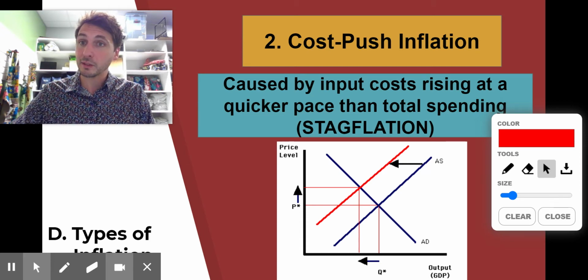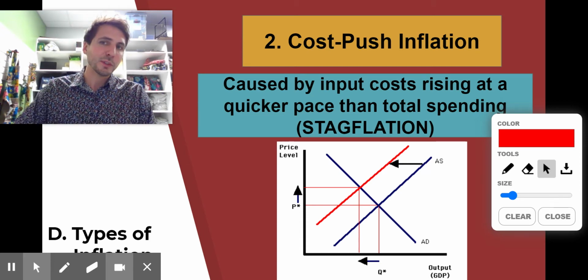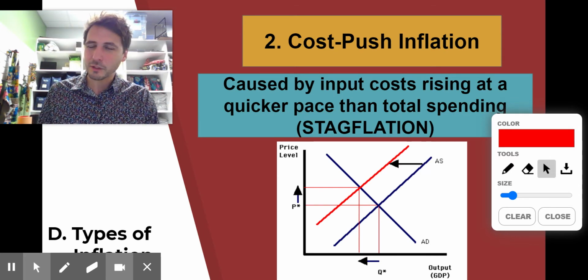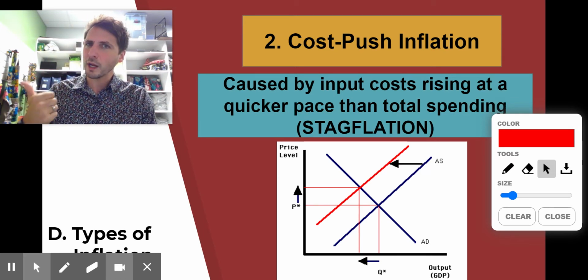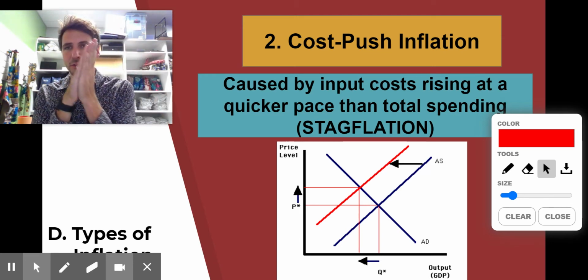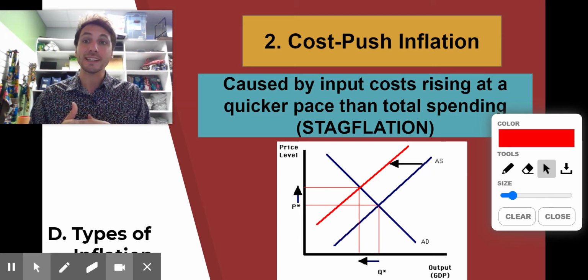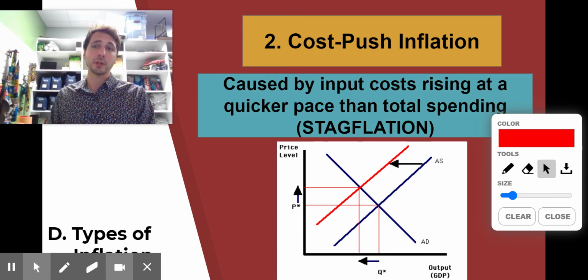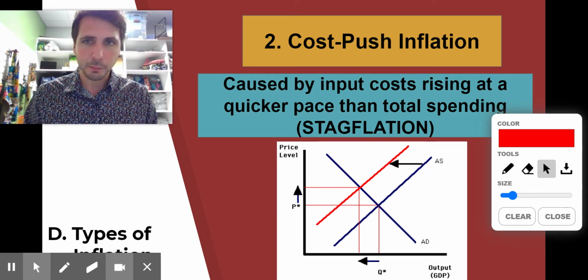We know cost impacts supply. So this is caused from supply shifting left. Now you understand this because you know demand and supply. When supply shifts left, prices rise. When we're looking at our economy as a whole, when aggregate supply shifts left, price level rises. So this is caused by an increase in input costs. OPEC is a great example of this.